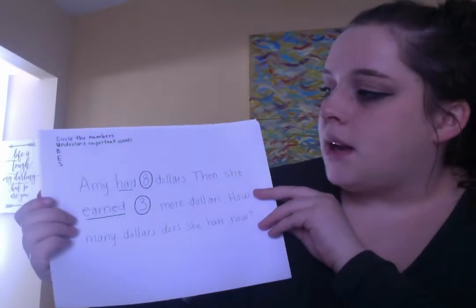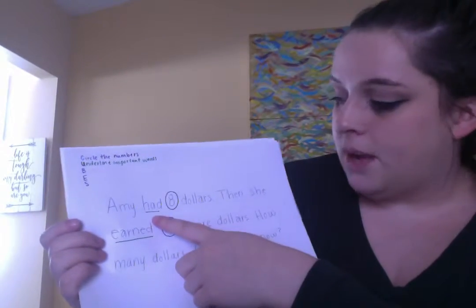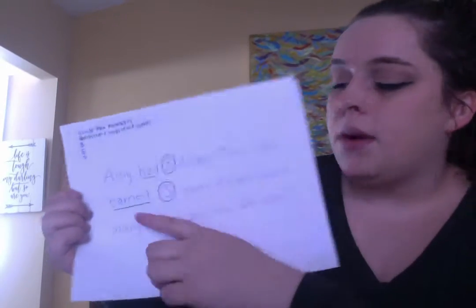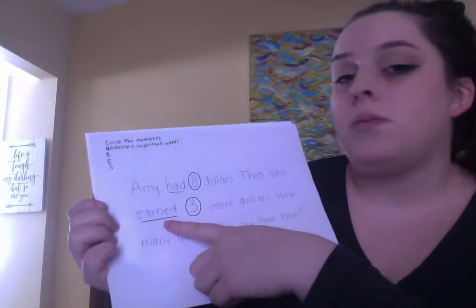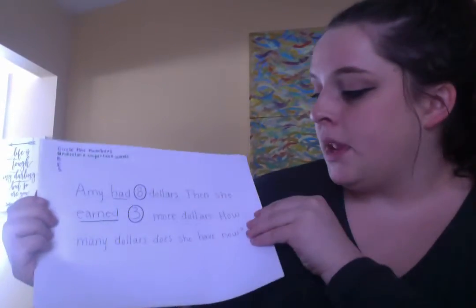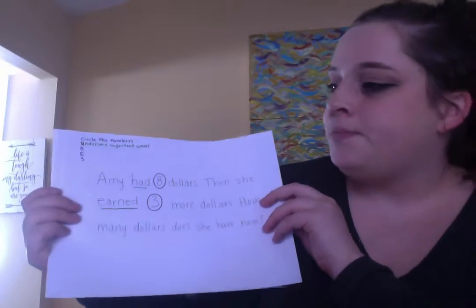So the keywords that I would say are she had, so that's what she starts with. Amy had $8. That's a keyword there. And then another keyword is earned. So earned would mean addition because she added more money. She got more money. So those are the two words that we will underline.